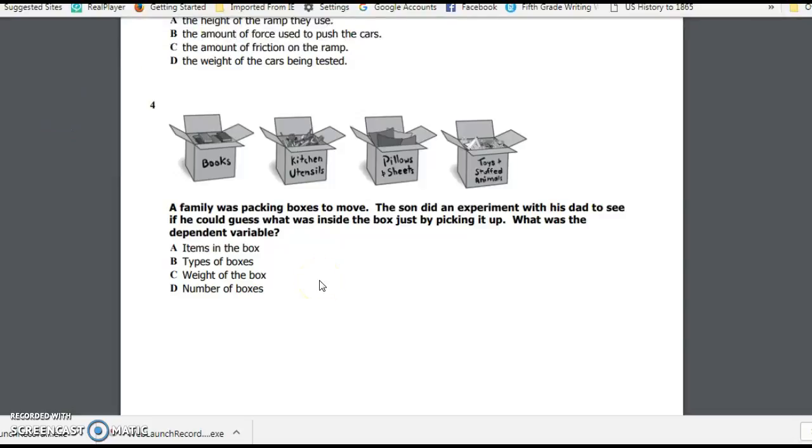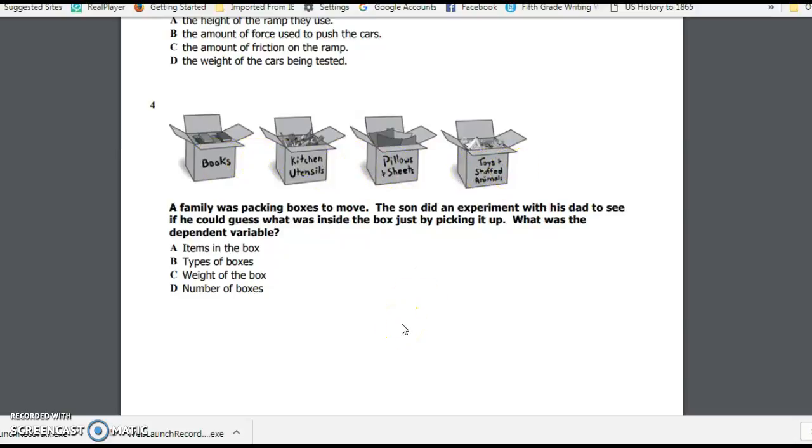Okay, so I'm going to give you a little hint on this one because it's pretty tricky. I want you to think about the difference between an independent variable and a dependent variable. One of them you change on purpose. One of them is going to be like the outcome. So you need to be thinking, what did they actually change on purpose here?